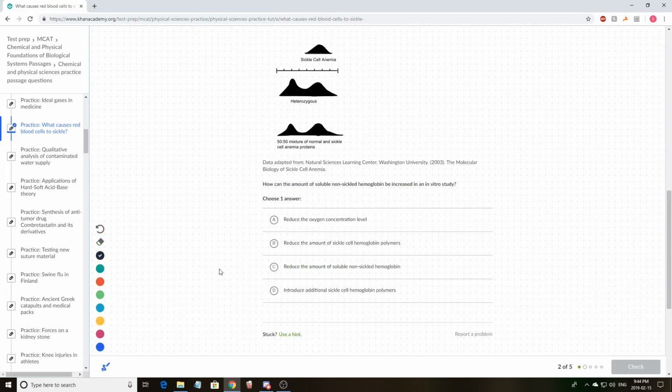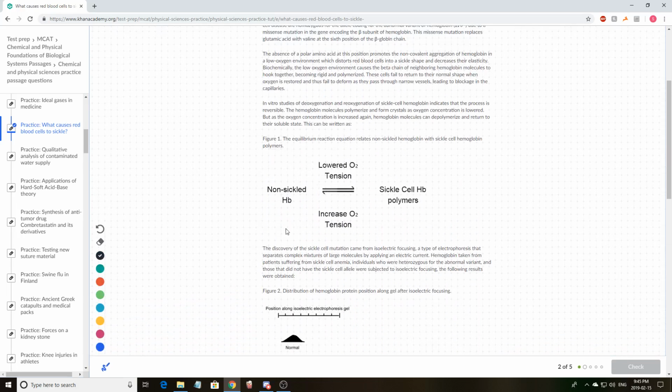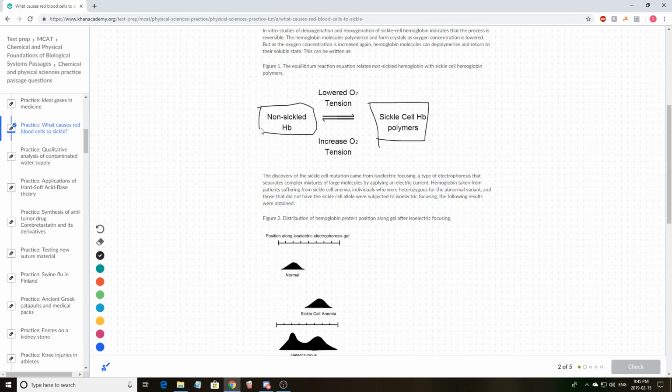Next question. How can the amount of soluble non-sickled hemoglobin be increased in an in vitro study? So the options are reduce the oxygen concentration level, reduce the amount of sickle cell hemoglobin polymers, reduce the amount of soluble non-sickled hemoglobin, or introduce additional sickle cell hemoglobin polymers. So I think we should focus on this whole diagram to answer this question. Now it says we want to increase the amount of non-sickled hemoglobin. So we want to create more of this. Well, how can we create more of this?